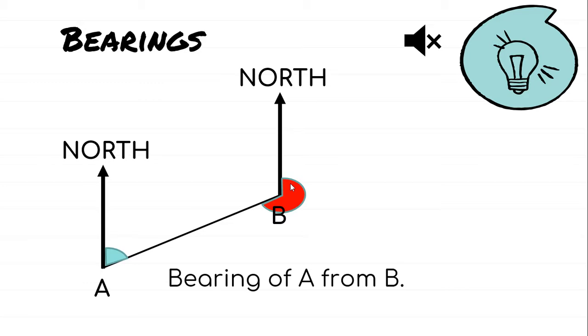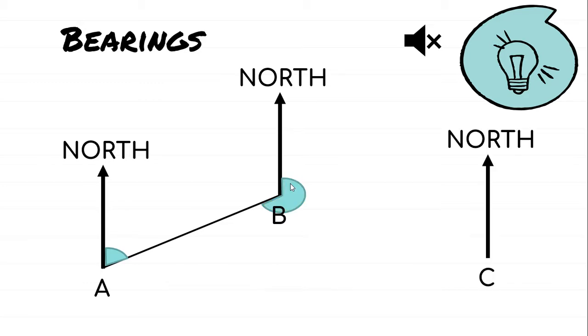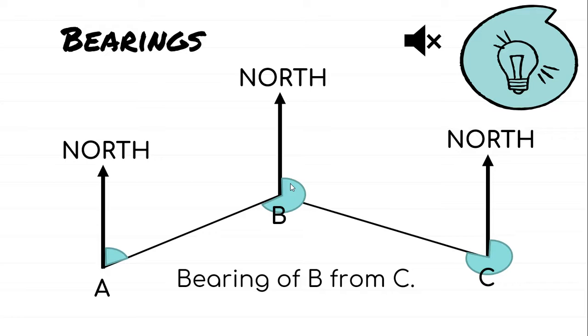Okay. Let's see another example. So here we're going to look at the angle B from C. So here's the angle B from C. That means we're going to start at C and then starting north and going clockwise, how do we get to B? And again, you can see it highlighted in red here. Okay, so again, it's this idea of the clockwise direction that's important for the bearing.